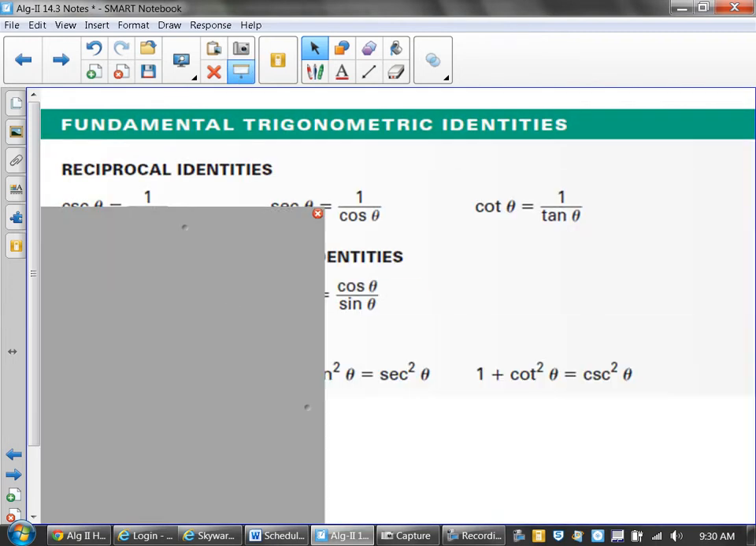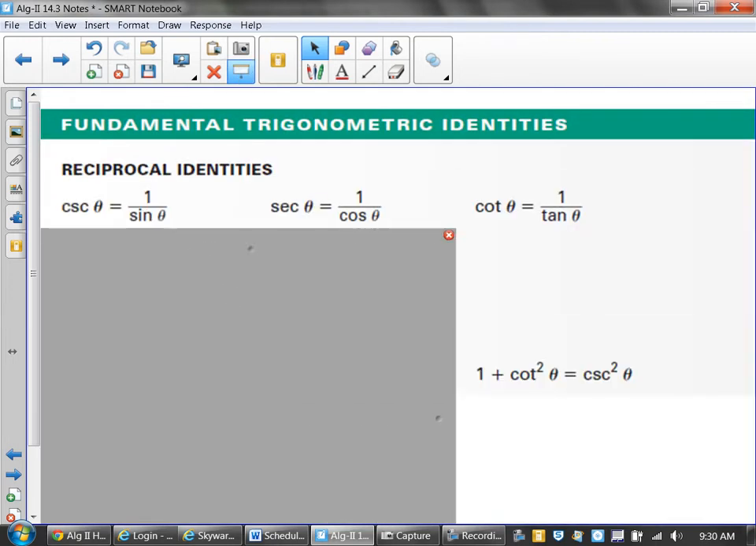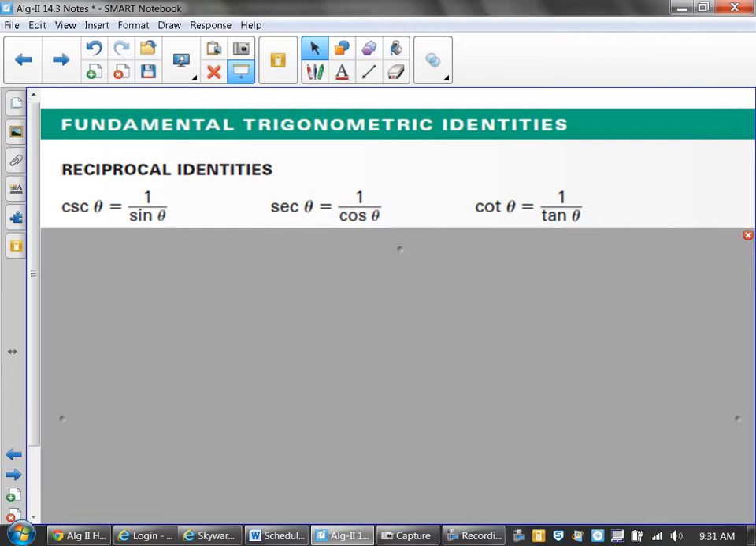You know your reciprocals. You know that cosecant is 1 over sine. You know that secant is 1 over cosine. You know that cotangent is 1 over tangent. We know those. It's the inverses.